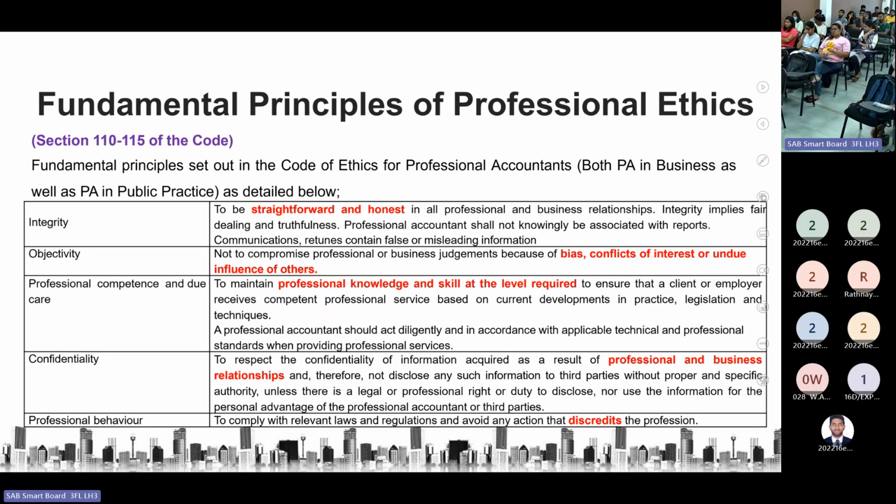So these are the fundamental principles. When it comes to sections 110 to 115 of this code book, they have mentioned the fundamental principles. So I will go one by one. The first one is integrity, right? Integrity. So what do you mean by integrity?